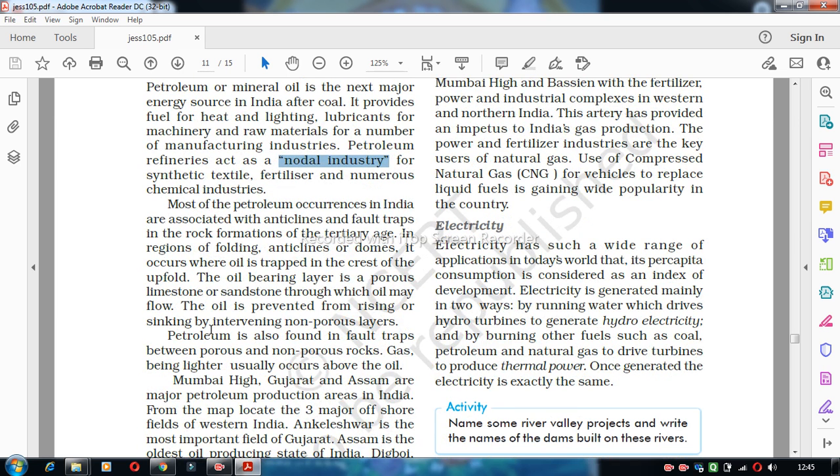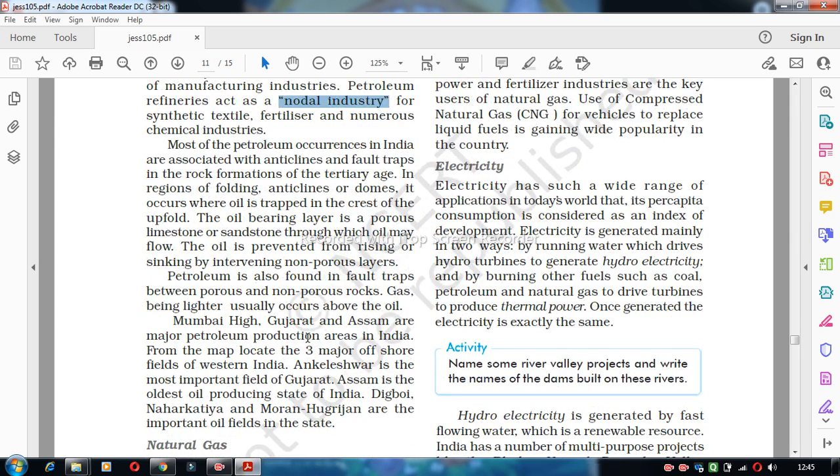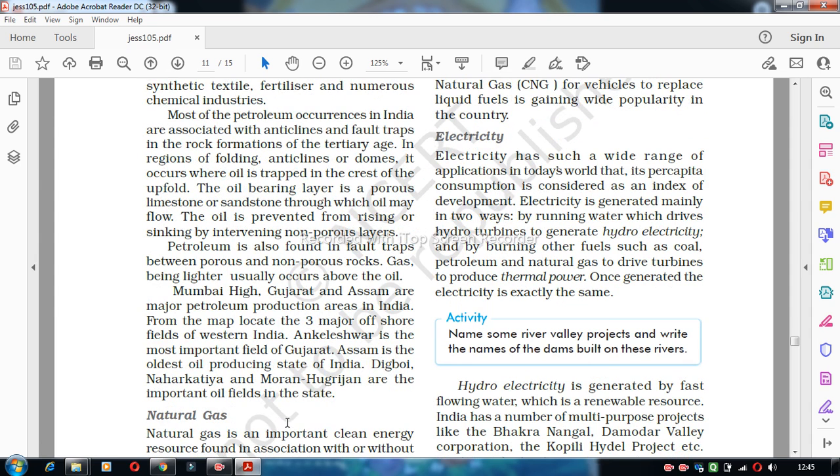Moreover, when we are talking about the petroleum occurrence in India, it is associated with the fault trap in the rock formation of the tertiary age. In the region we are talking about here in the paragraph, Mumbai High, Gujarat and Assam are the major petroleum production areas in India. From the map, they locate the three major offshore fields of Western India.